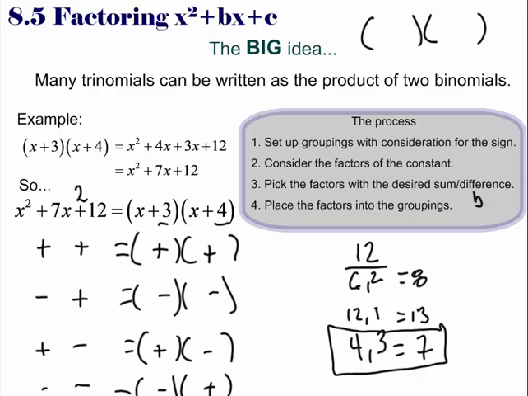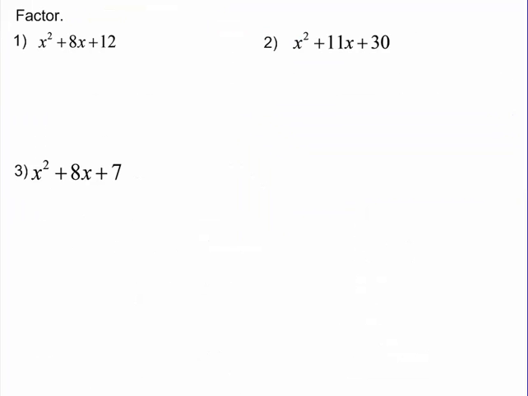Okay, so let's try this. I just threw a ton at you. Let's try a couple. Again, I'm going to set up my grouping with consideration of my signs. What are my signs? Signs are positive and positive. I check this one first. It's positive, so they're both going to be positive.